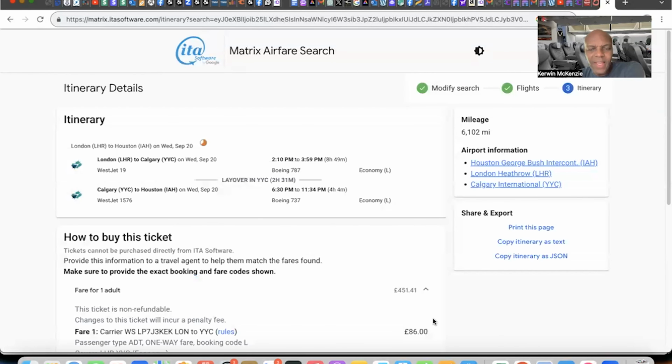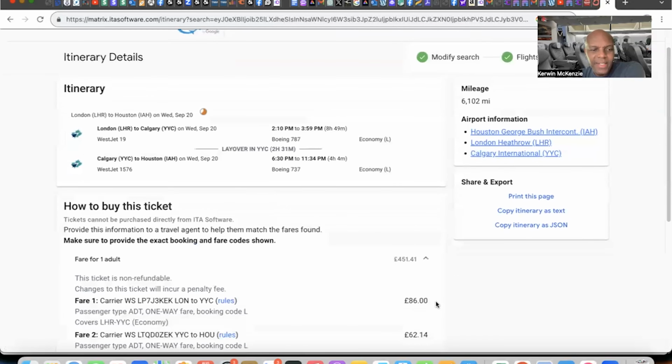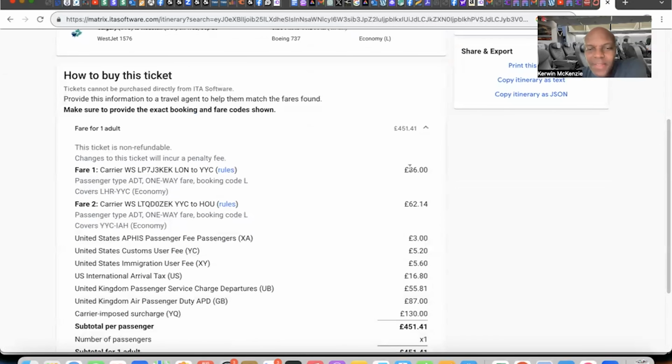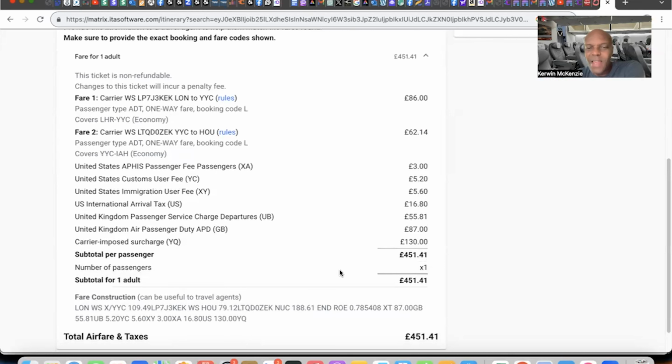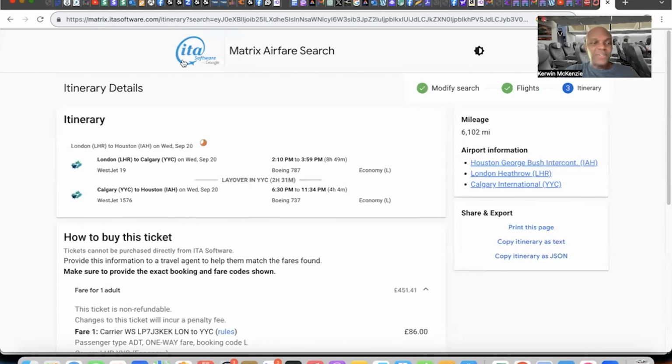Okay, look at their fare, that's 86 pounds for that fare. And that fare goes from London to Vancouver to Calgary, and then Calgary to Houston is 62 pounds. And they also have the surcharge of 130 pounds. So coming out of London, it looks like all the carriers have surcharges.